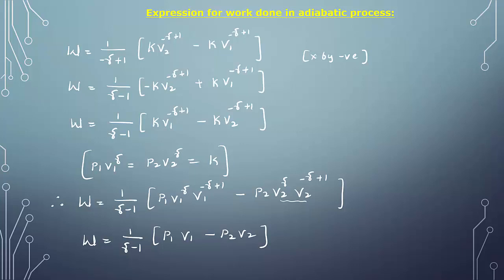According to the perfect gas equation, we know that PV equal to RT. So therefore, this equation can be written as W equal to 1 by gamma minus 1 [...]. So, in place of P1 V1, I am going to write mu R T1, where mu is the number of moles, minus, in place of P2 V2, we can write mu R T2, because R is a constant, the universal gas constant, and mu is the number of moles.